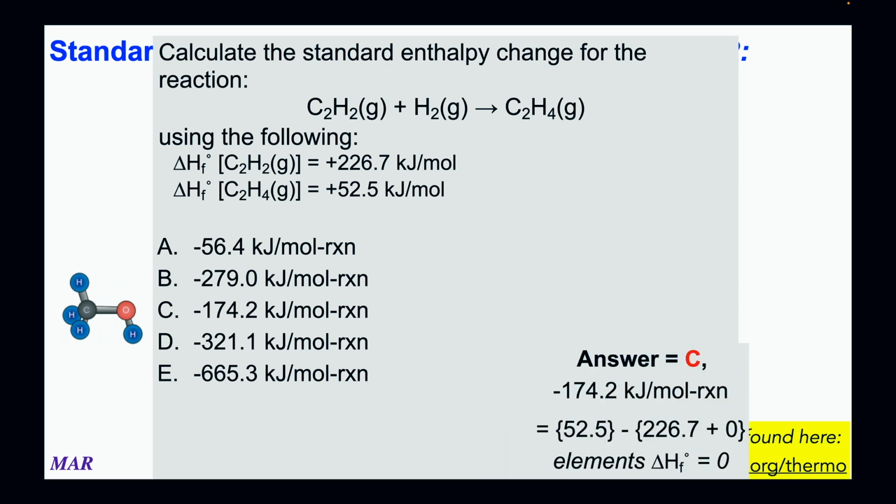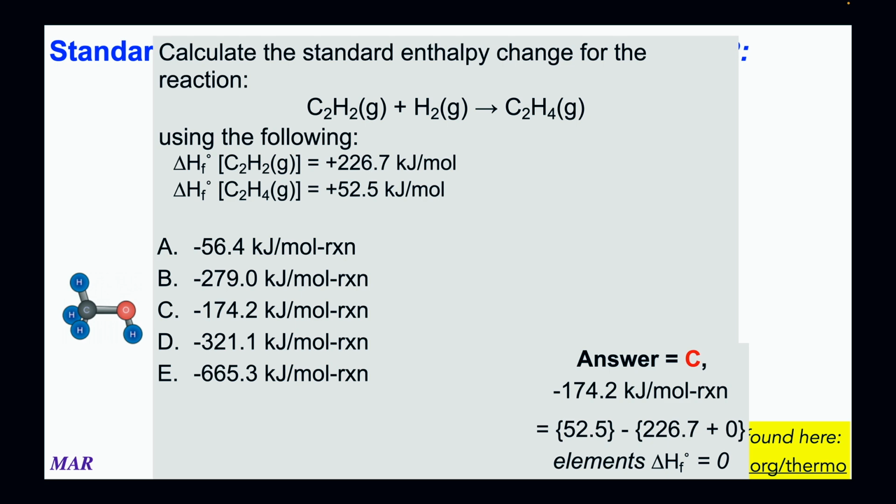So anyway, 52.5 minus reactants, in this case minus 226.7, gets you negative 174.2 kilojoules per mole of reaction. So that's just kind of how this works out. Usually if the delta HF isn't given, then it's 0, but you should check with a table to make sure.